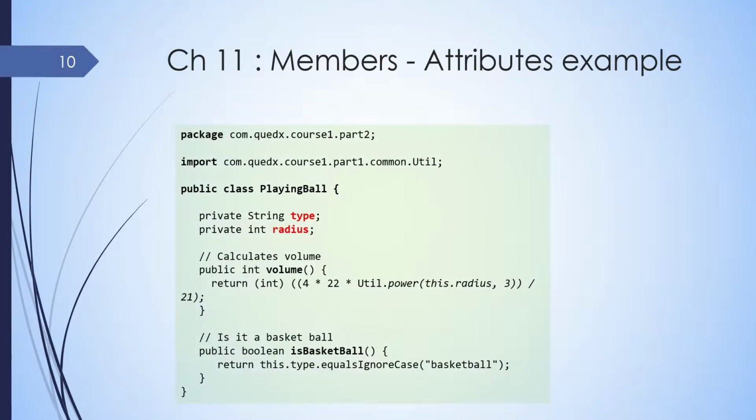Here you can see we have declared PlayingBall as the class. In that we have highlighted the data members. So type is a data member and its data type is the String class. Radius is a data member and its type is int. So type will be assigned null since it is a class, and radius will be assigned 0 since it's a numeric data type.